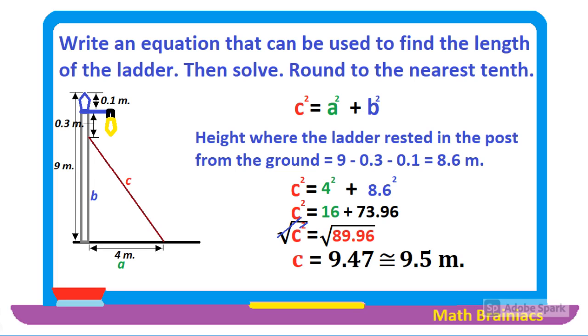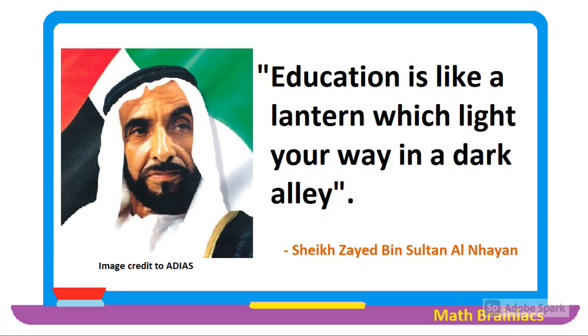It is easy. To conclude our lesson for today, I want you to always remember what His Highness Sheikh Zayed bin Sultan Al Nahyan, may his soul rest in peace, wrote for us. Education is like a lantern which lights your way in a dark alley. Sheikh Zayed wrote and left this quote for us so that the youth will always remember the importance of education. The genuine concern of Sheikh Zayed for his nation will always remain, as this quote will be handed down from generation to generation.